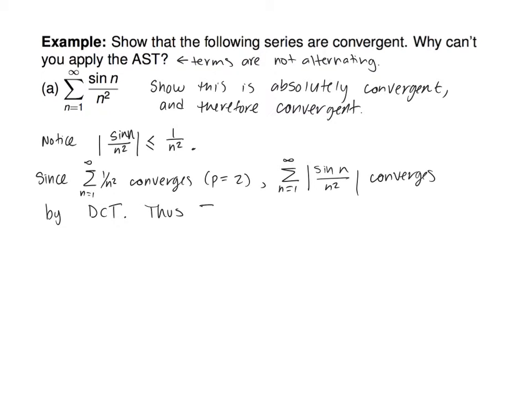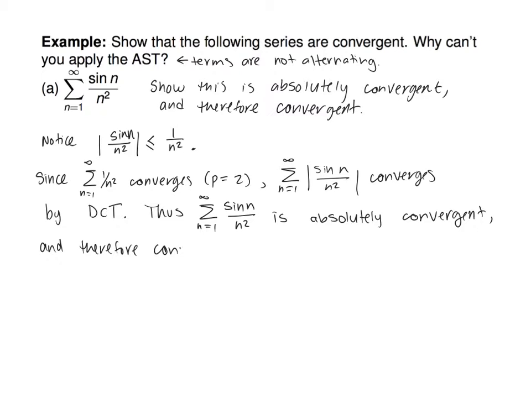And then therefore the original series, sine n over n squared, is absolutely convergent and therefore convergent. Absolute convergence is kind of like better than just plain old convergence, sort of more special. It's kind of like being a square is more special than being a rectangle.